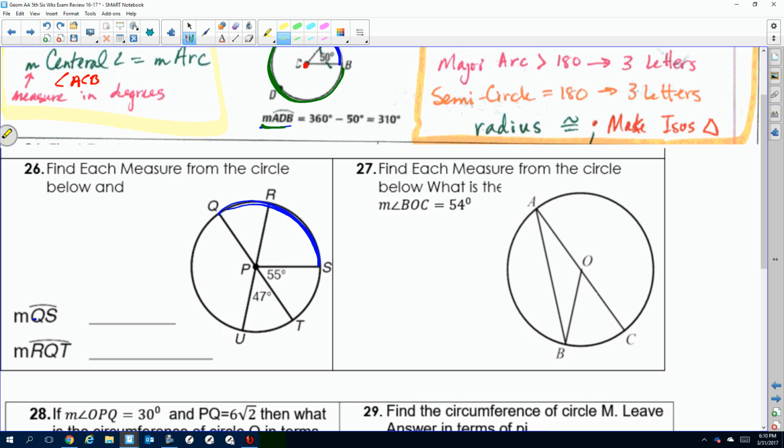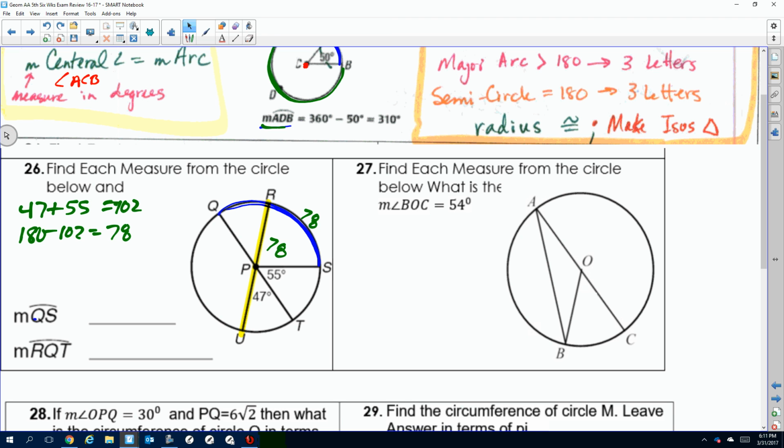All right, so if I look at RU, that's the diameter. And what a diameter does is cut a circle into 2 equal parts, which is 180 each. So I can add the 47 and the 55, which gives me 102, and then subtract that from 180. That gives me my remaining piece, which is 78. So this little piece here is 78, which means the arc would also be 78.